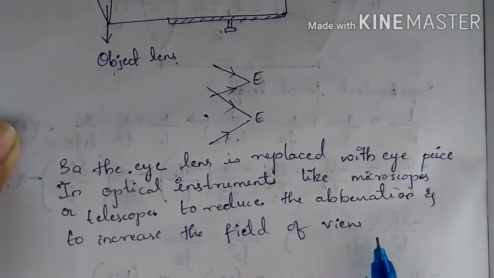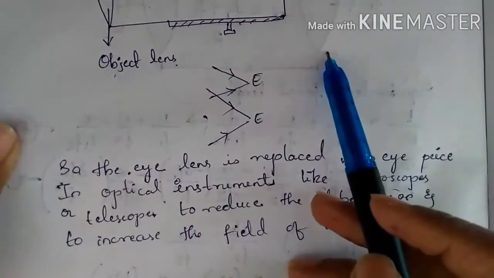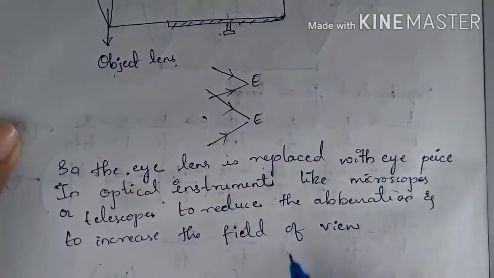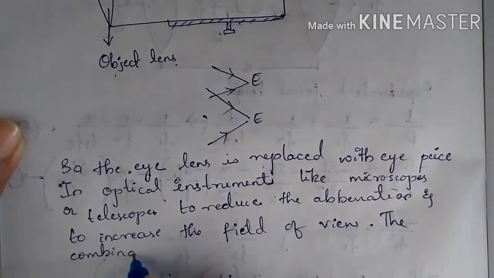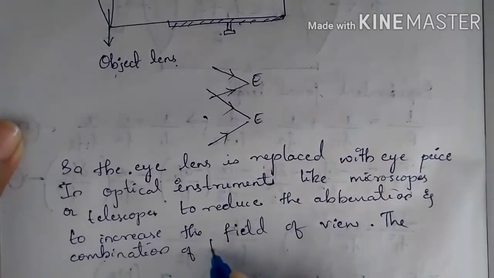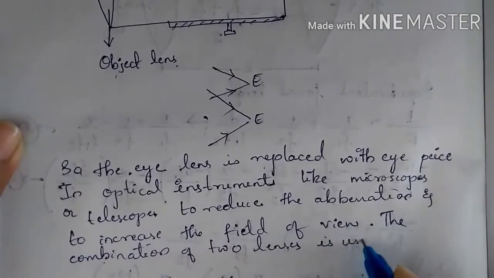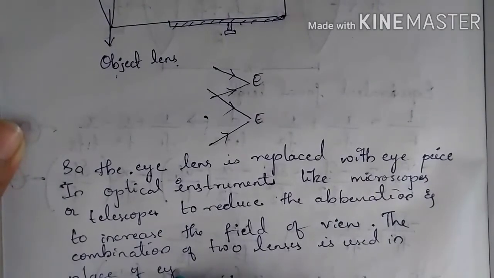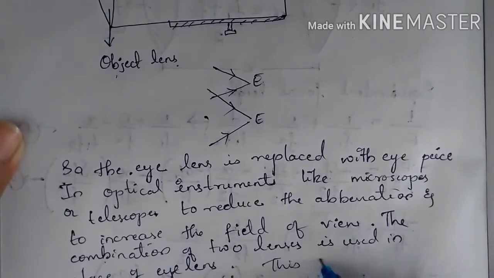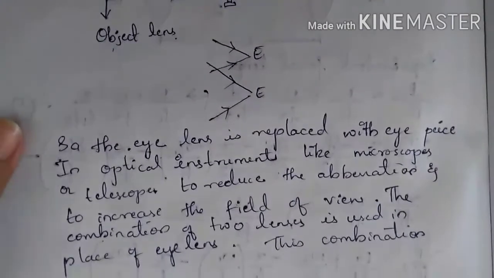So there will be a combination of lenses that will be used to replace the eye lens and to keep the eyepiece. So that is, a combination of two lenses is used in place of the eye lens. This combination is called an eyepiece.